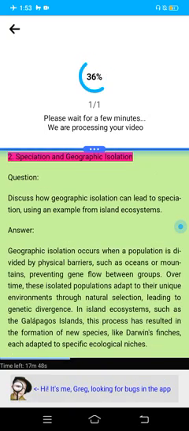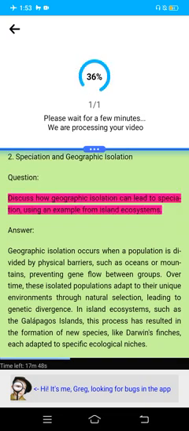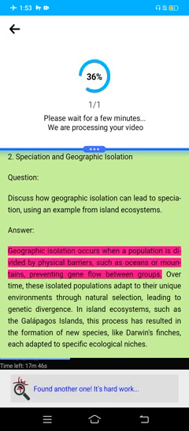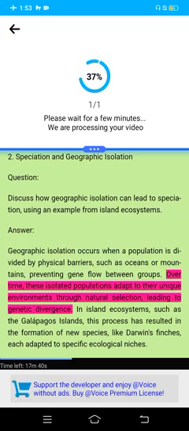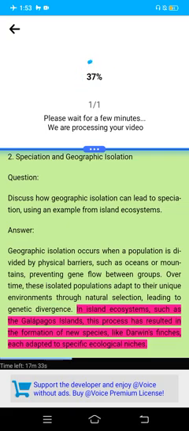2. Speciation and geographic isolation. Question: Discuss how geographic isolation can lead to speciation, using an example from island ecosystems. Answer: Isolation occurs when a population is divided by physical barriers, such as oceans or mountains, preventing gene flow between groups. Over time, these isolated populations adapt to their unique environments through natural selection, leading to genetic divergence. In ecosystems such as the Galapagos Islands, this process has resulted in the formation of new species, like Darwin's finches, each adapted to specific ecological niches.